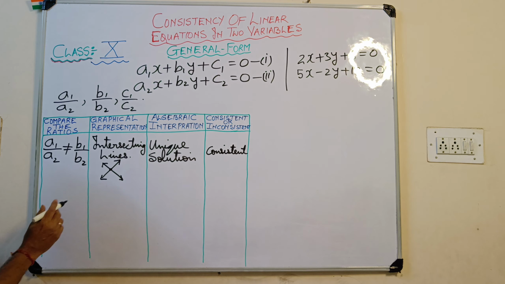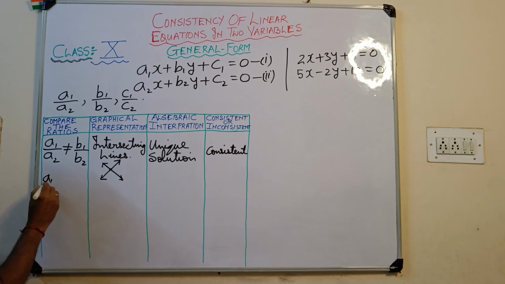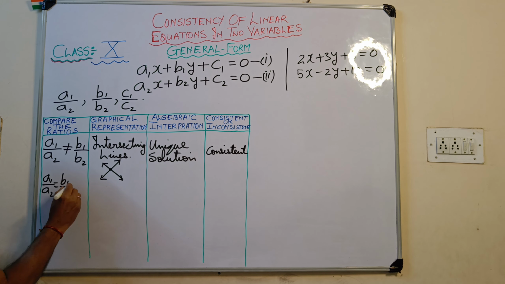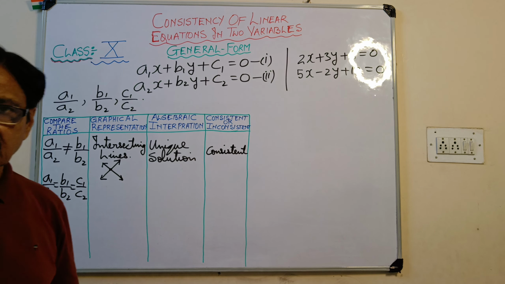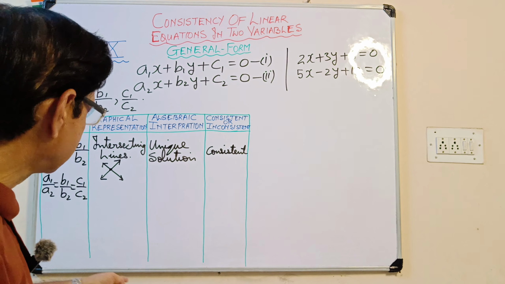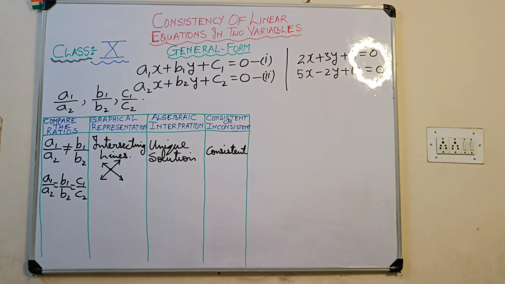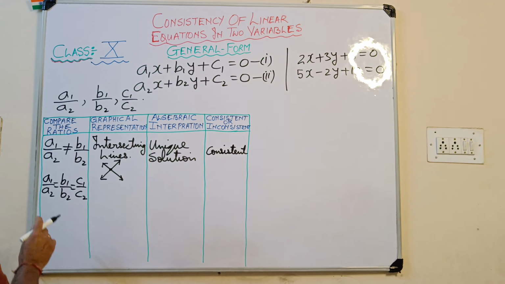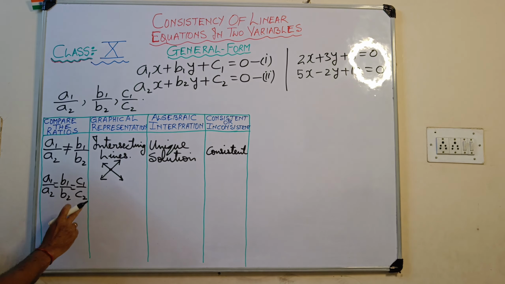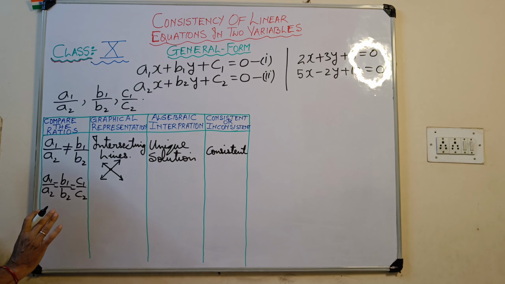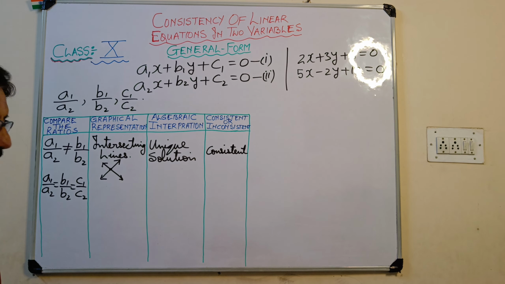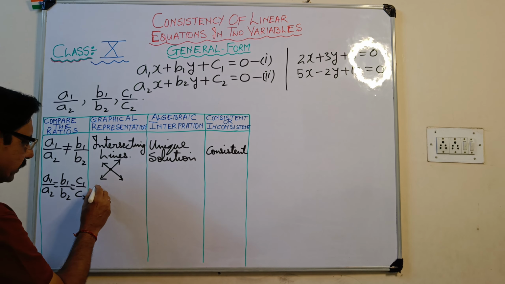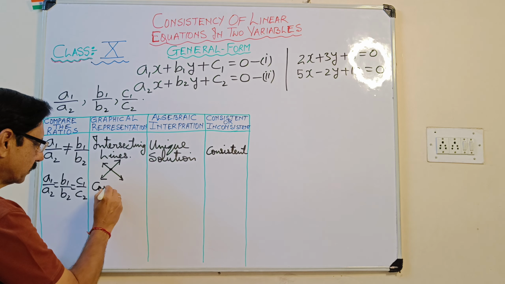Okay, so this is the first condition. The second condition is that a1 by a2 is equal to b1 by b2 is equal to c1 by c2. After explaining all three cases, we will take some examples one by one for all three cases, then it will be more clear to you. So don't worry. If all these three ratios are equal, what do we get in graphical representation? Coincident lines.